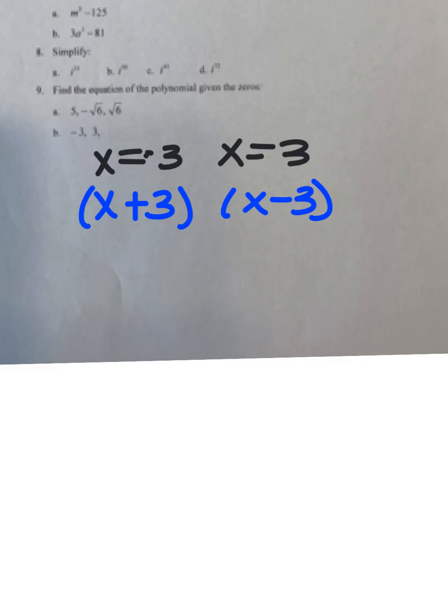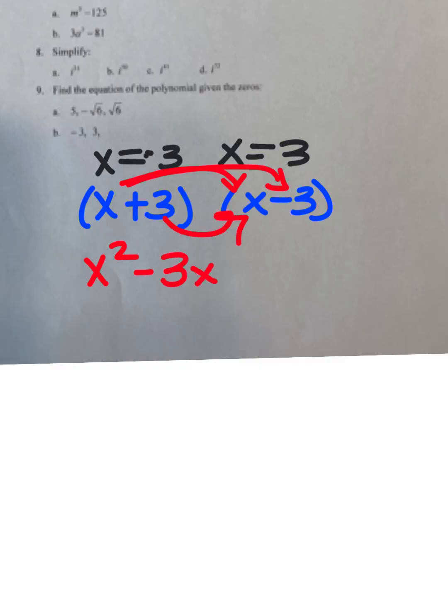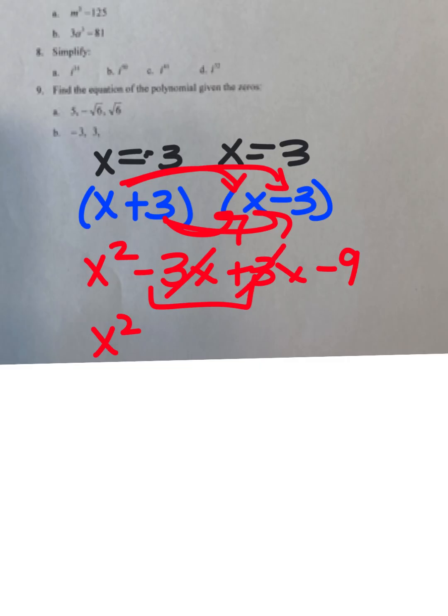Now you're going to take your factors and multiply them. This will go back to polynomial. So double distribute. X times x is x squared. X times negative 3 is negative 3x. 3 times x is 3x, and 3 times negative 3 is negative 9. Clean it up in the middle, we get x squared. These cancel out because they're opposites. Minus 9 equals 0. Make sure it's equal to 0.